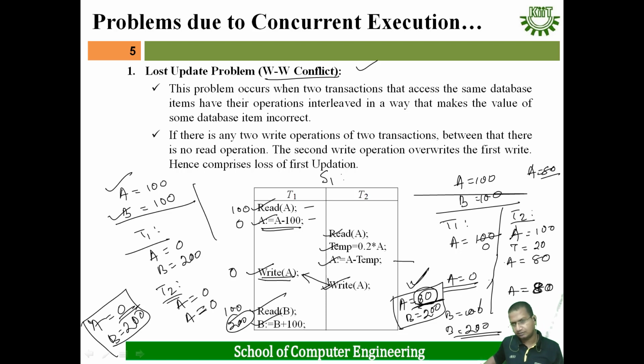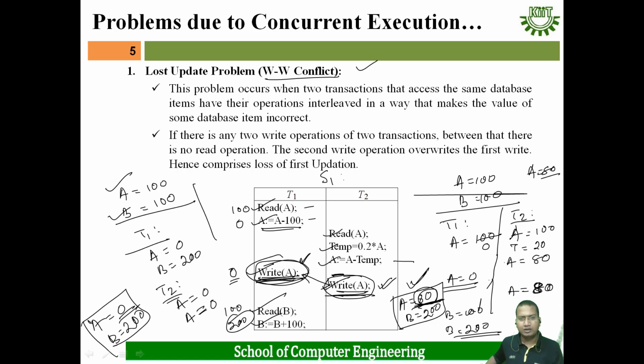Why does this problem arise? Whenever two write operations on the same data item in two different transactions occur, and there is no read operation in between, then such a problem arises. This second transaction's write operation will overwrite the value of the first write operation. The first write operation has written 0, but when this write executes, it updates it to 80. That means this is a lost update problem.